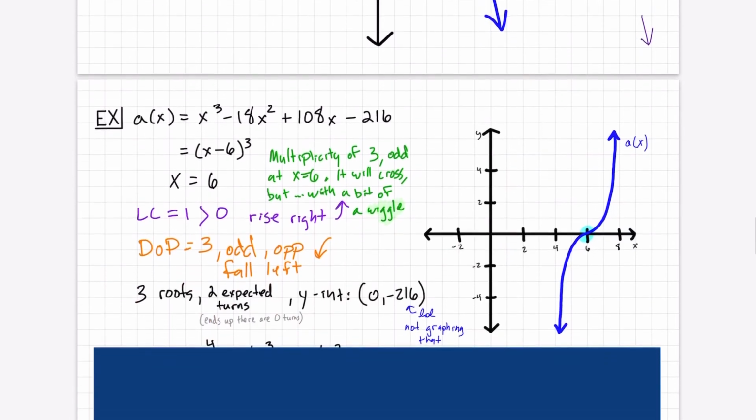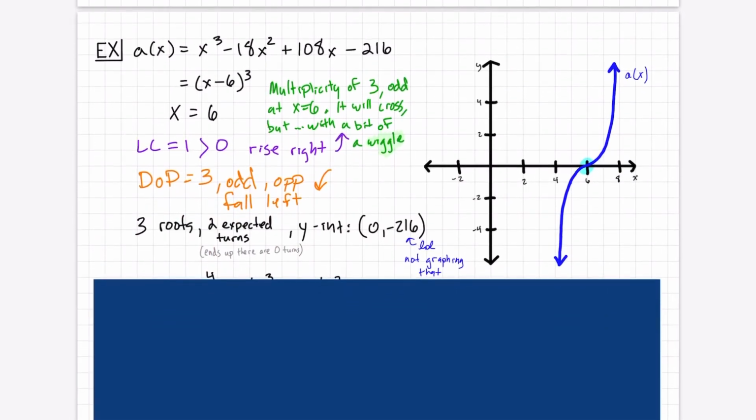All right. The next set of examples, I'm not going to walk through specifically. I just want us to focus on the multiplicity.